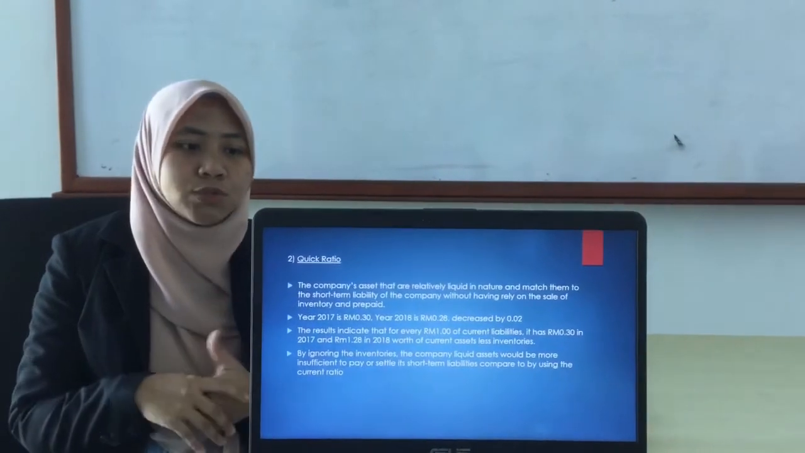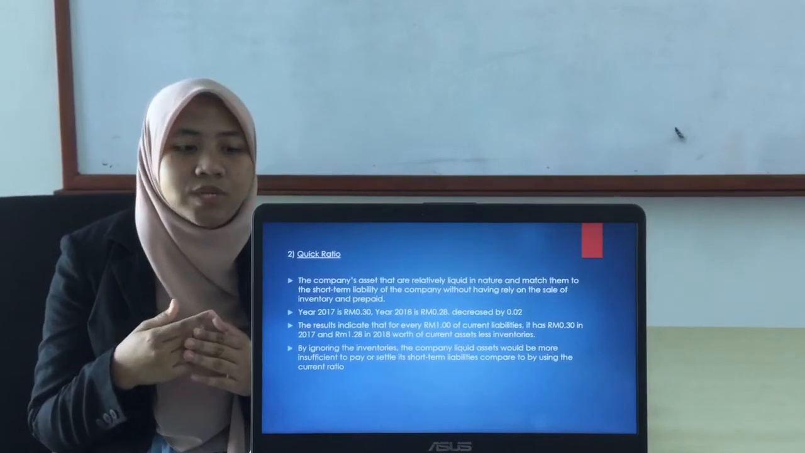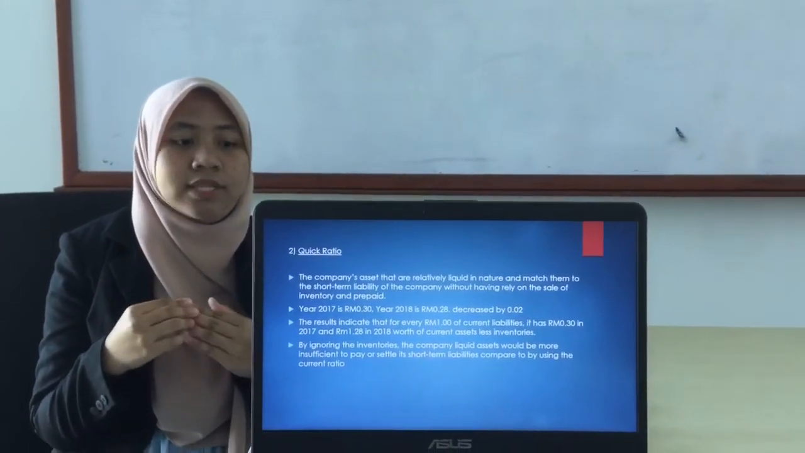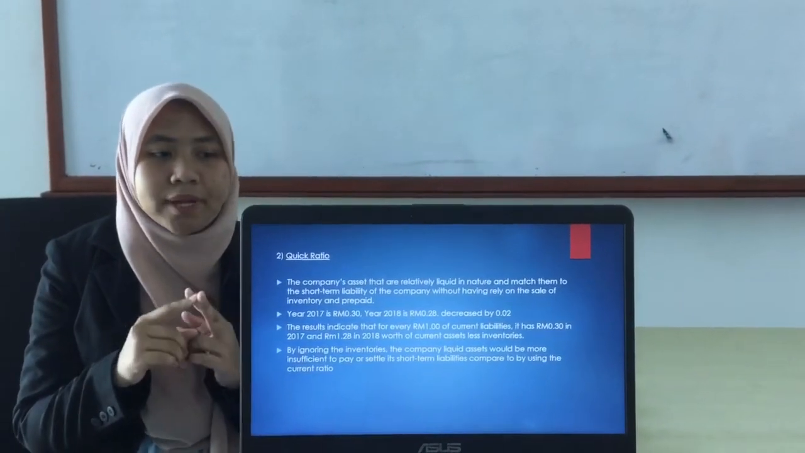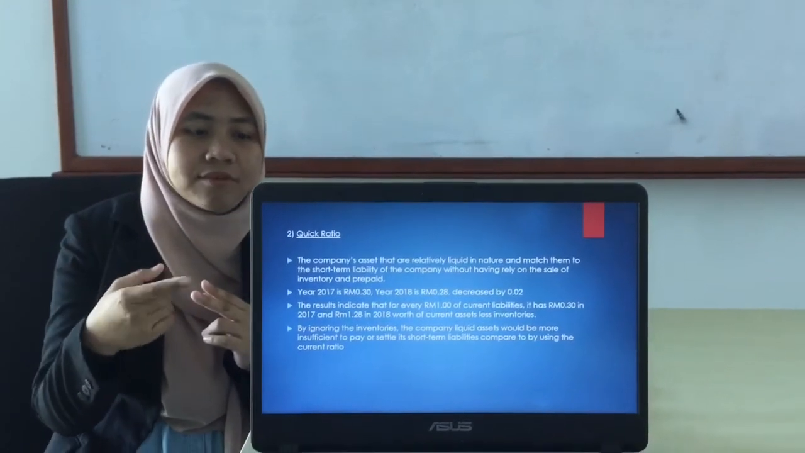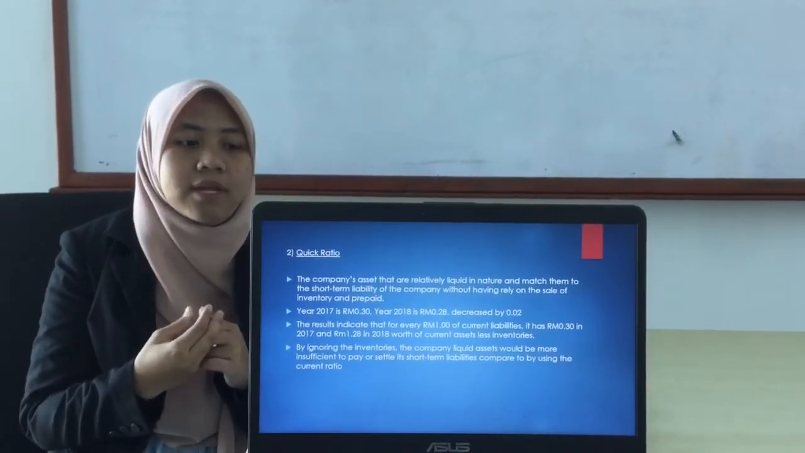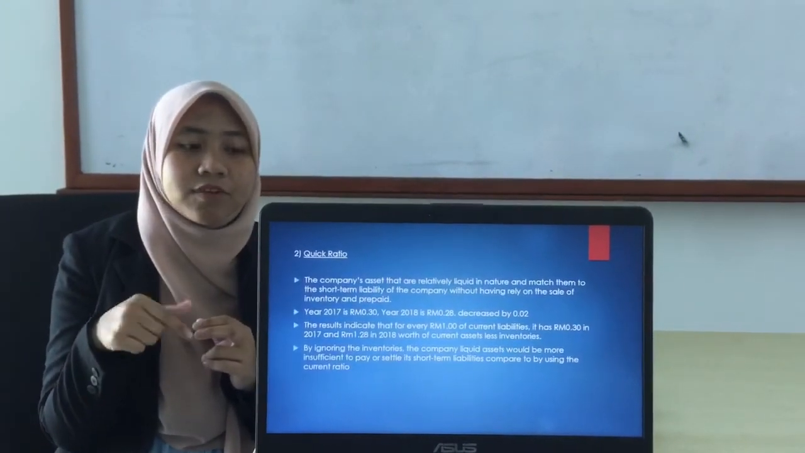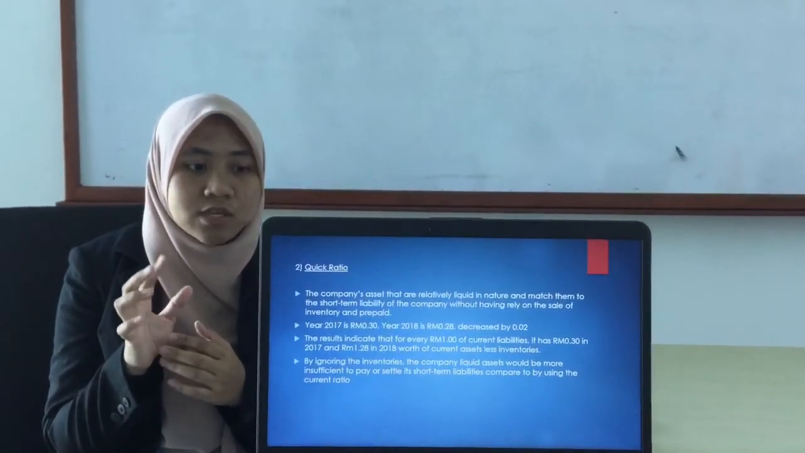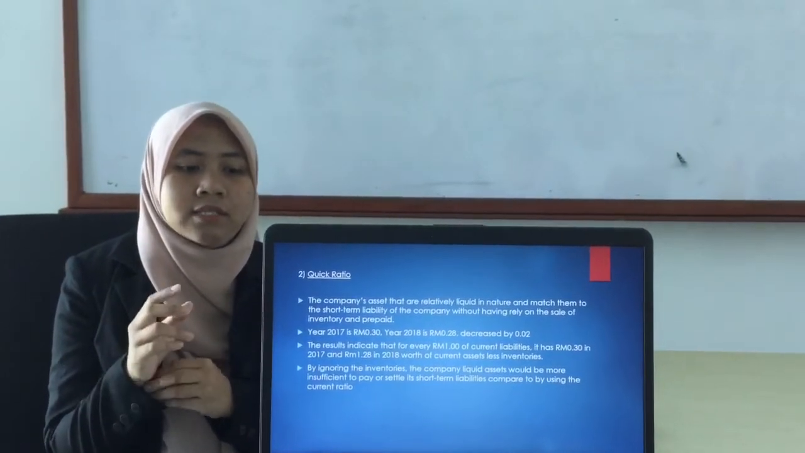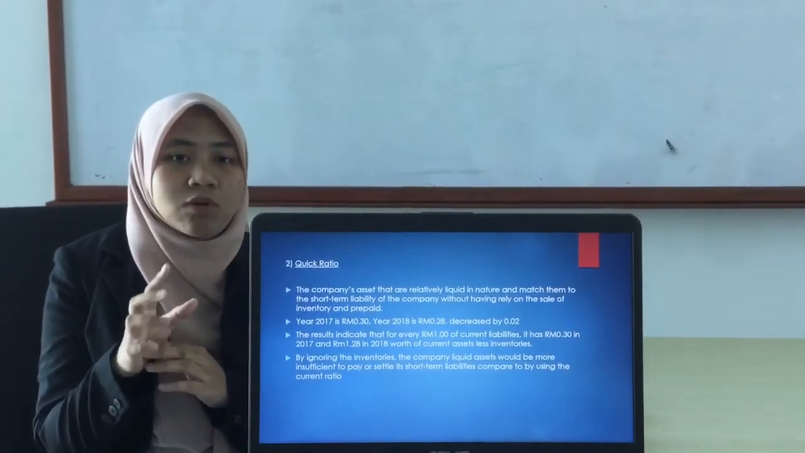The second ratio is the quick ratio. The quick ratio can be defined as the company's assets that are relatively liquid in nature, matched against the short-term liabilities of the company without having to rely on the sale of inventory and prepaid items. The difference between the current ratio and the quick ratio is that inventory and prepaid must be deducted. For Pharmaniaga, in 2017 it was RM 0.30, and in 2018 it is 0.28. It shows a decrease of 0.02.